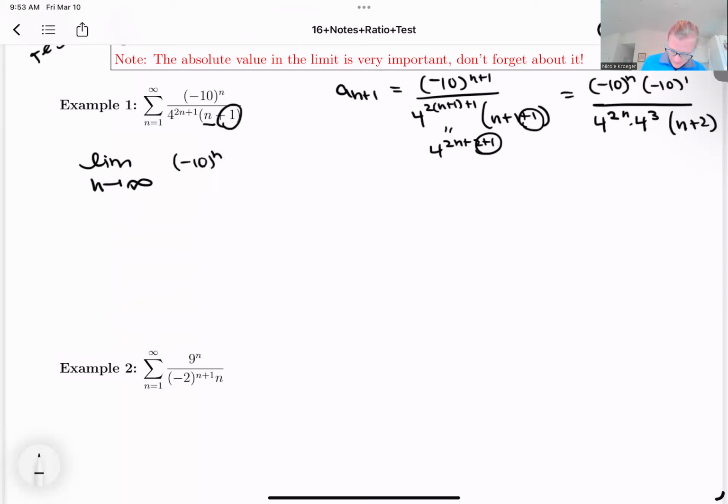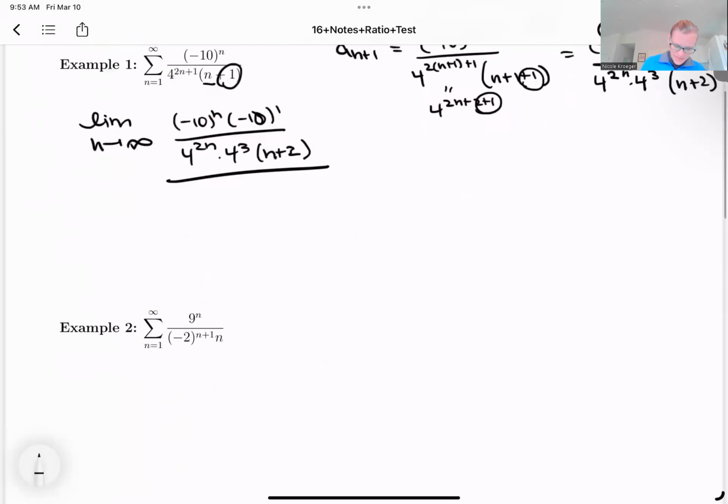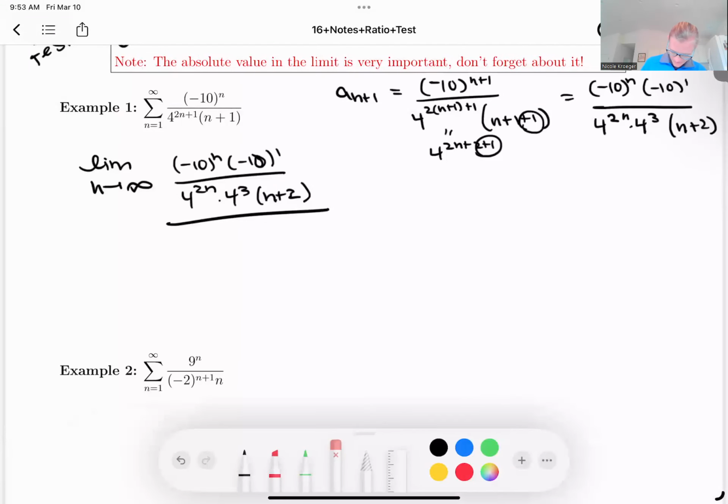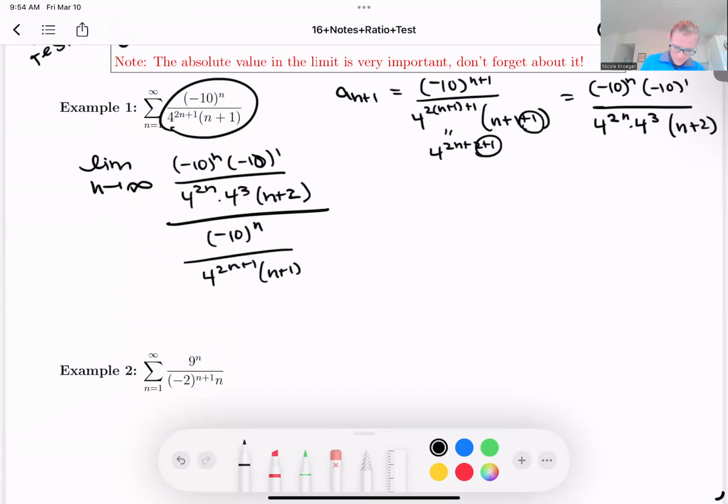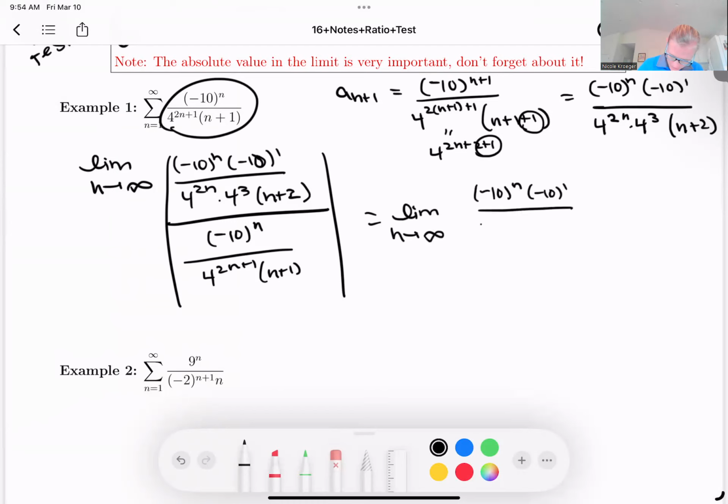Okay, so that's our n plus 1 term. So I have negative 10 to the n, negative 10 to the first over 4 to the 2n times 4 cubed times n plus 2. I have to divide that all by the nth term, which is just that original thing. I don't have to do any extra work there. So I have negative 10 to the n over 4 to the 2n plus 1 times n plus 1. I better not forget my absolute values. And this is super messy. Let's flip that bottom fraction. So we get a limit as n approaches infinity, negative 10 to the n times negative 10 to the first over 4 to the 2n times 4 cubed times n plus 2.